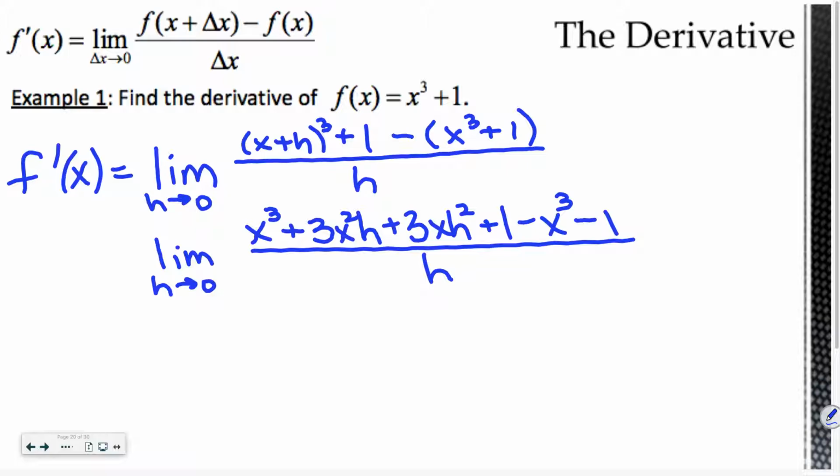Okay, so what happens? X cubes go away. 1 minus 1 goes away. The h in the denominator is always a problem, so we need to look for something in the numerator, right? Do we have an h in common in the numerator?